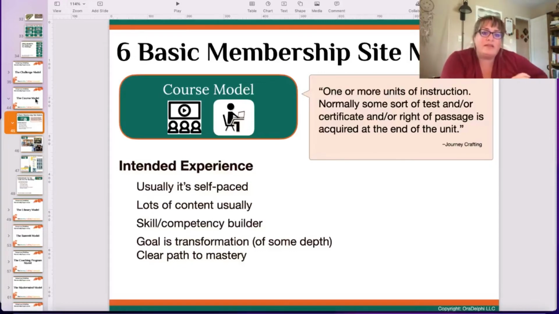Normally it's self-paced. You can do a cohort model. I personally think cohort models are really effective because you have social pressure, but it's not needed. There's usually lots more content. It's very skill and competency builder based. So it's a bigger lift than what we see in a challenge, because I actually want to see deeper awareness, deeper understanding, and bigger behavioral changes when I'm doing a course.